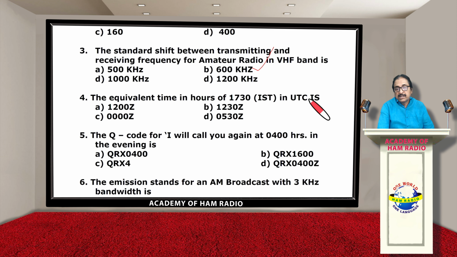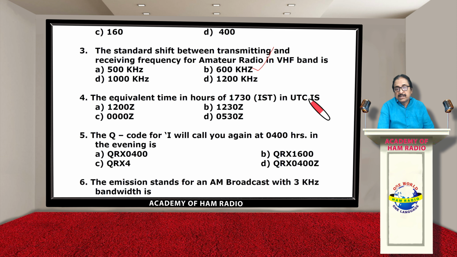The standard shift between transmitting and receiving frequency for amateur radio in the VHF band is. This is normally for repeater operation. A repeater will have a transmitting frequency and a receiving frequency. So they will have a shift difference of 600 kilohertz. This is the standard shift, 600 kilohertz. So the difference between transmitting and receiving is 600 kilohertz.